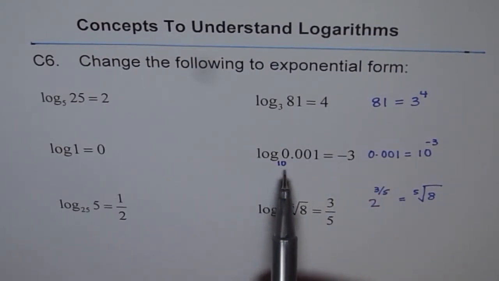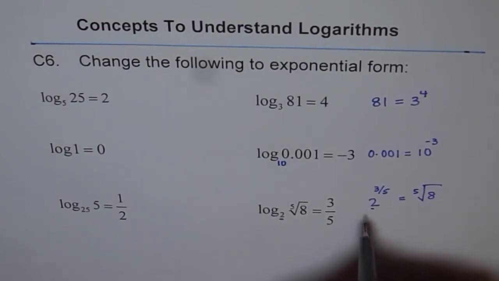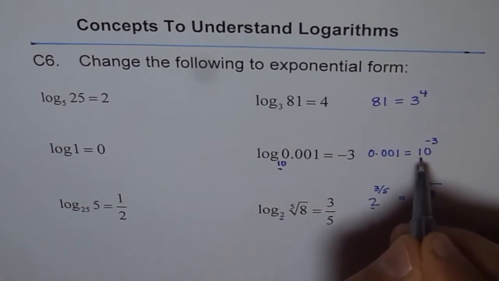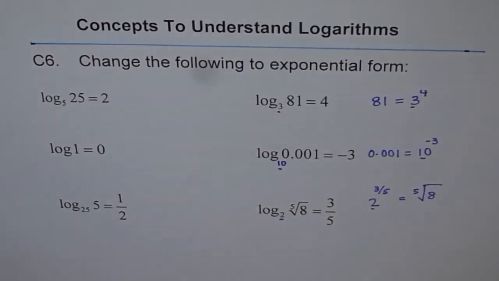Maintain the base, that is it. So the base here is 2 and the base here is 2. Just check that. Base is 10, base is 10. Base is 3 and base is 3. The base of both log and exponential remains the same, right?